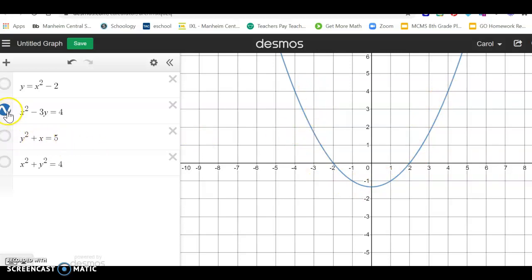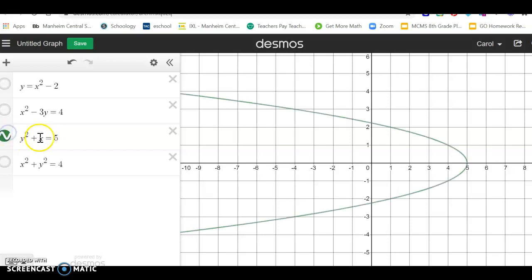Let's move on to the next one. The next one's different. The first two had x squared, y to the first power. My third one has y squared, x to the first power. Uh-oh, this one looks a little bit different.